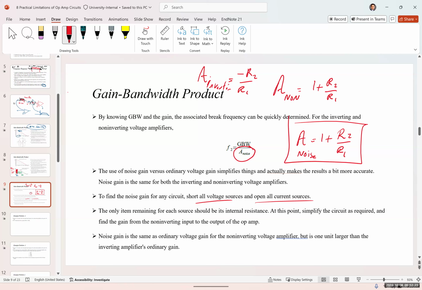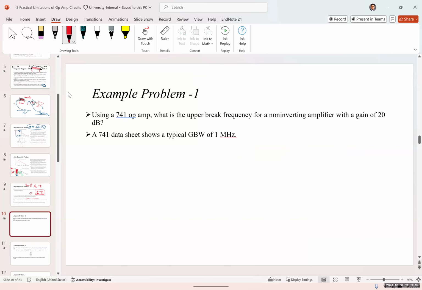So for a non-inverting amplifier, A noise and the voltage gain are the same, but for an inverting amplifier, we have to be careful. A noise is actually equal to 1 plus R2 over R1, in contrast to the voltage gain, which was negative R2 over R1. So let's solve some practice problems. I think it's going to be easier to learn using practice problems.